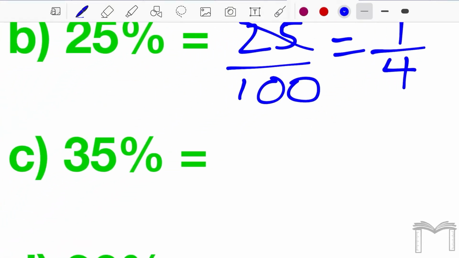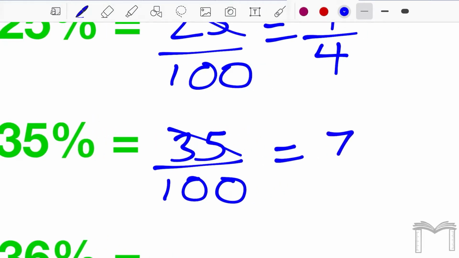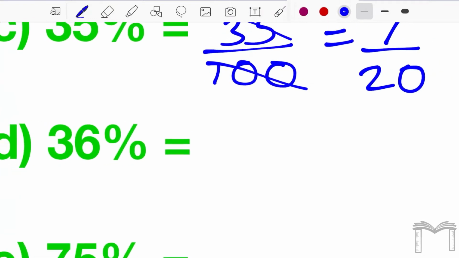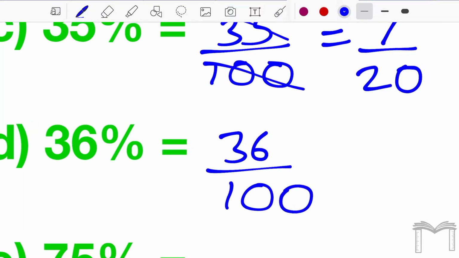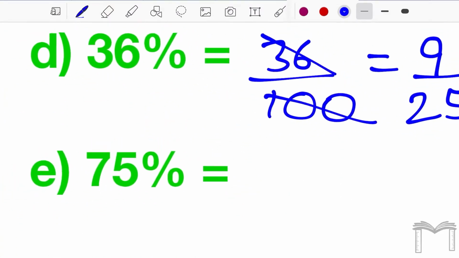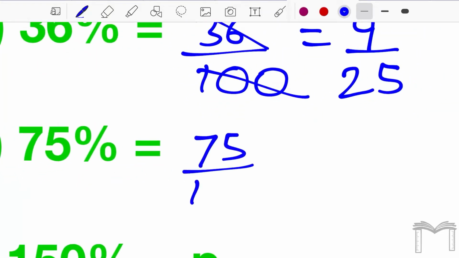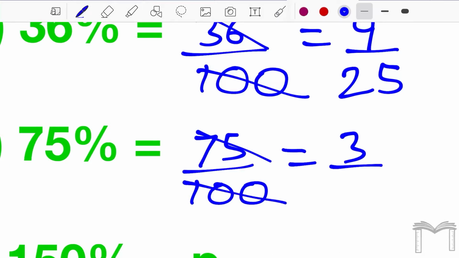Next, 35%. So this is 35 over 100. 5 into 35 is 7, and 5 into 100 is 20. 36%. 36 over 100. 4 into 36 is equal to 9, and 4 into 100 is equal to 25. 75%. 75 over 100. 25 into 75 is 3, and 25 into 100 is 4.